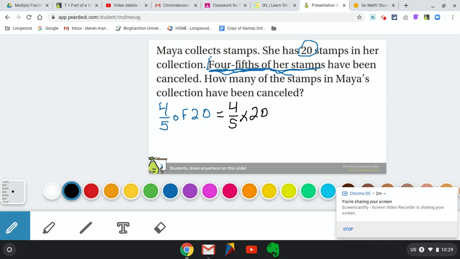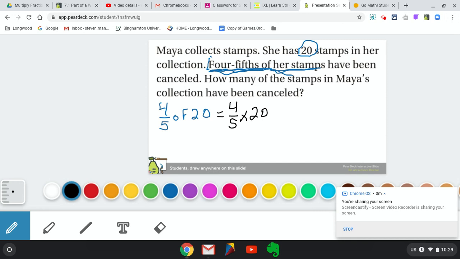That's what we're looking at to solve this problem, right? Because 4/5 of those 20 stamps are canceled. So if we multiply 4/5 times 20, we're going to figure out how many of those stamps were canceled. And we're going to use a model or a picture to do that for today. And tomorrow we're going to draw pictures as well. And then we'll move into doing the actual algorithm for it.